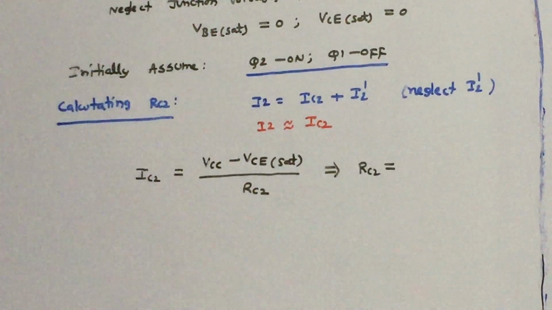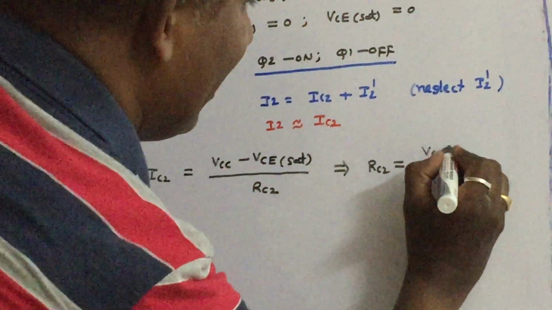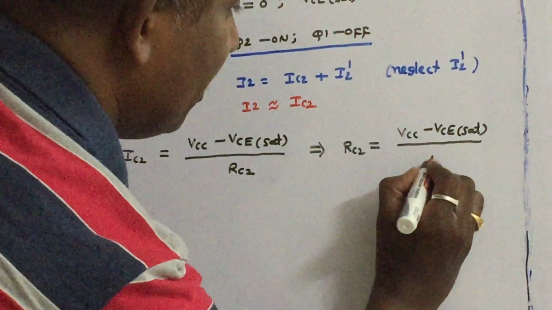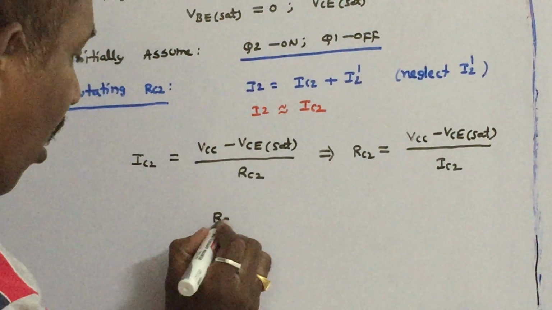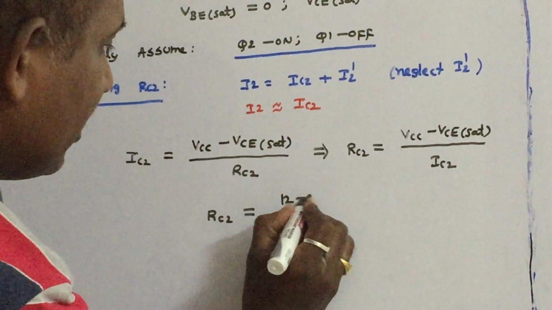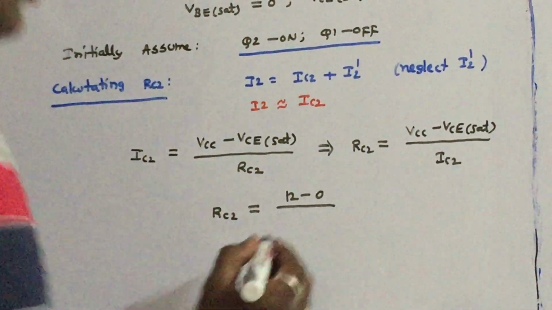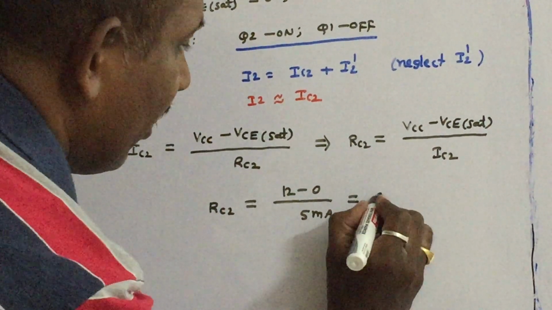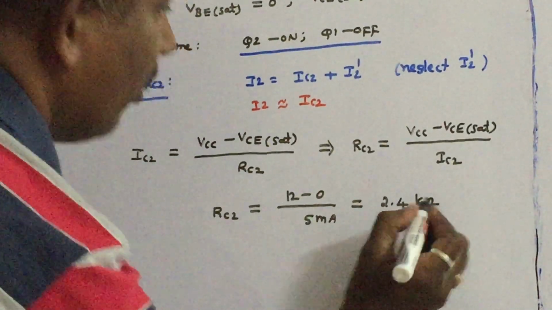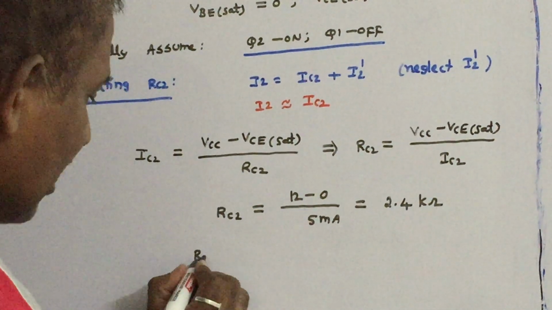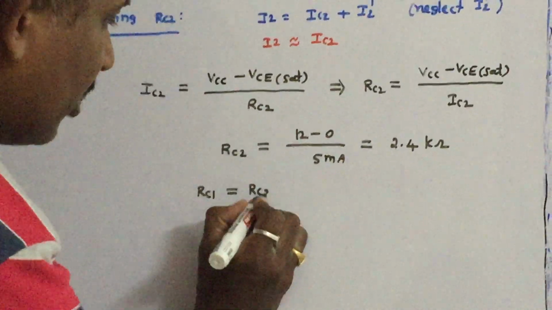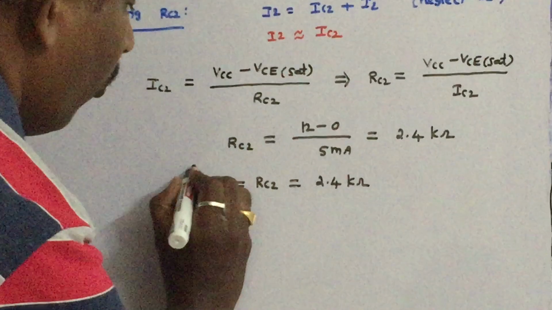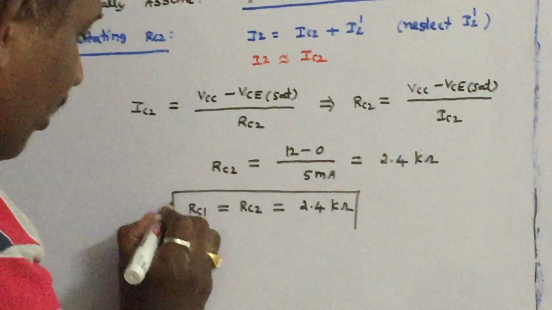So what is RC2 from this? RC2 is simply VCC minus VCE saturation by IC2. Just substitute these values. So therefore RC2, what is VCC? 12. VCE saturation we have assumed 0 volts. What is IC2? I have taken 5 milliamperes. So therefore it will come out as 2.4 kilo ohms. So what have we assumed? In order to generate a symmetrical square wave, RC1 is equal to RC2, so we have to take 2.4 kilo ohms. The first one we have got.